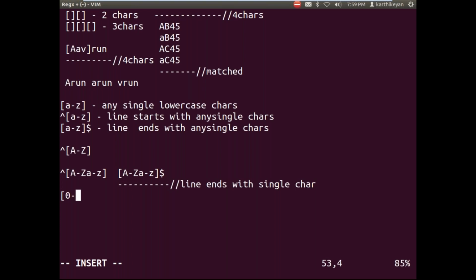Like this, 0 to 9, it's matching any digit. The same rule: anchor followed by 0 to 9 means the line starts with a single digit.